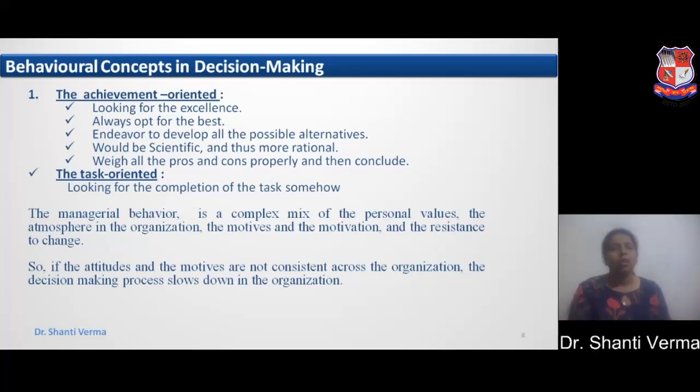First is the achievement oriented. In the achievement oriented approach, the managers look for excellence and always opt for the best. They endeavor to develop all the possible alternatives, would be specific and thus more rational. They weigh all the pros and cons properly and then conclude. So, with all these behavior concepts, the achievement oriented approach is used in decision making.